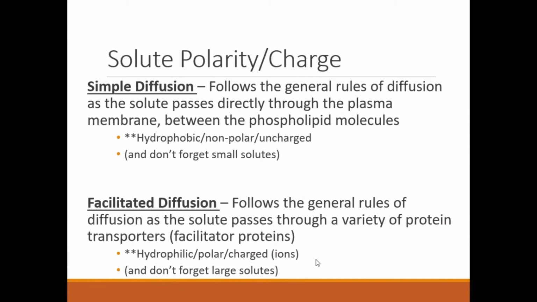So if you are small and hydrophobic, nonpolar, uncharged, you will diffuse across that membrane by way of simple diffusion. You have to check both of those boxes, small and hydrophobic. You can fit between the phospholipid heads, and you're comfortable in the fatty acid environment. You have to check both of those boxes to utilize simple diffusion.